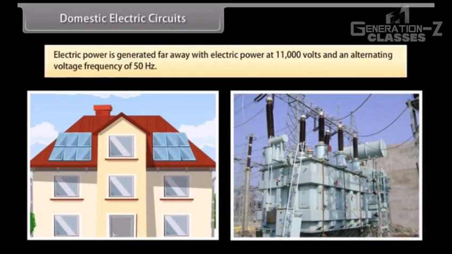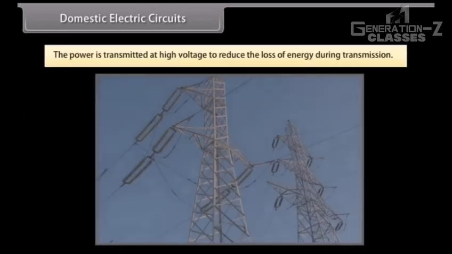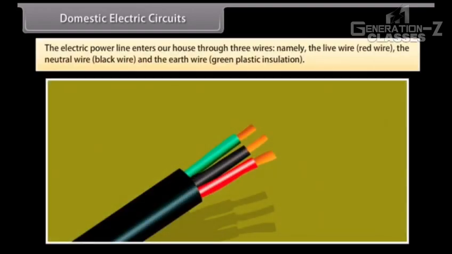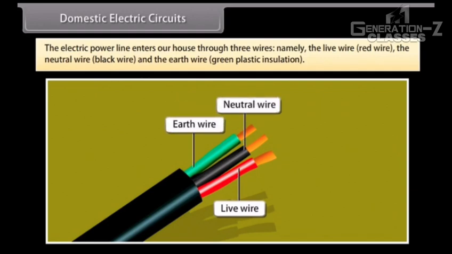Domestic electrical circuits. Electric power is generated far away from the places it is consumed. At the generating station, the electric power is generated at 11,000 volts with an alternating voltage frequency of 50 Hz. The power is transmitted to the places of consumption at high voltage to reduce the loss of energy during transmission. The electric power line enters our house through 3 wires, namely the live wire (red), the neutral wire (black), and the earth wire (green plastic insulation). The live wire has a high potential of 220 volts and the neutral wire has 0 potential. Thus, the potential difference between the live wire and the neutral wire is 220 minus 0, which equals 220 volts.